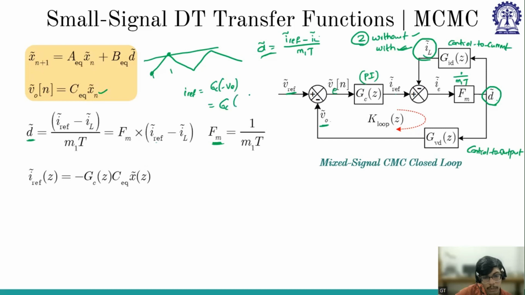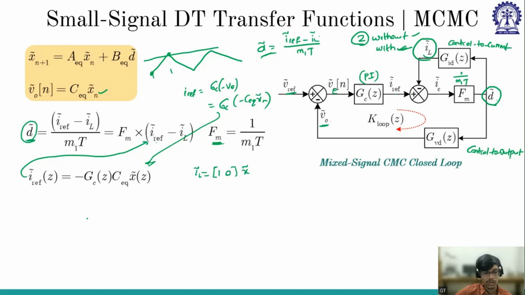GC into minus C equivalent into X perturb. So that is what I am writing here: minus GC into C equivalent into X perturb. So now there are two things. I need duty ratio, right? So I have to substitute this I reference here. What is my IL perturb? IL perturb is 10 into X perturb, right? So I got I reference in terms of X perturb as well as IL also in X perturb. So I substitute both of these in this equation.